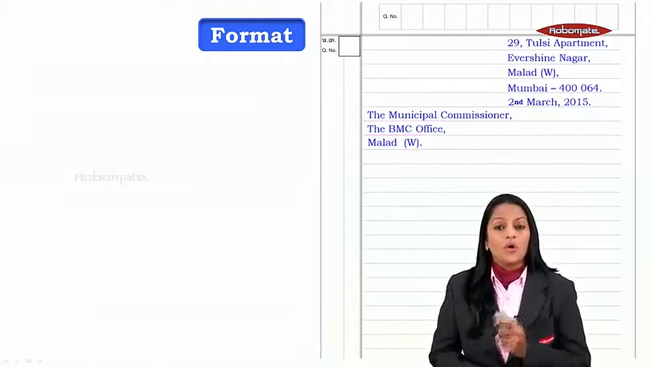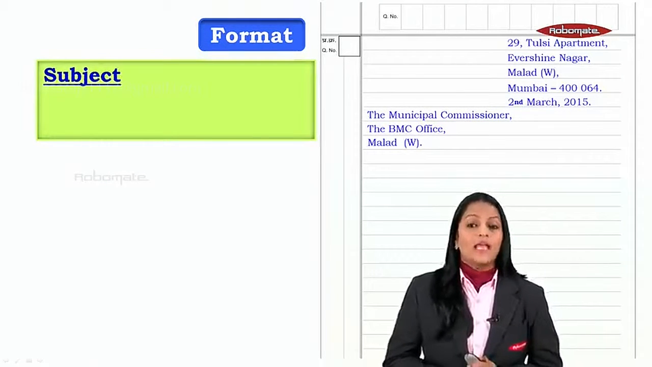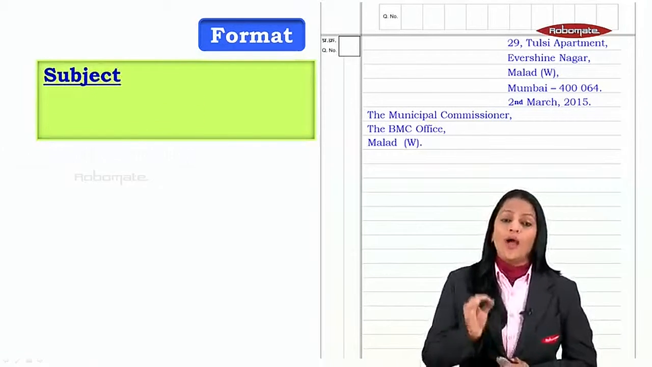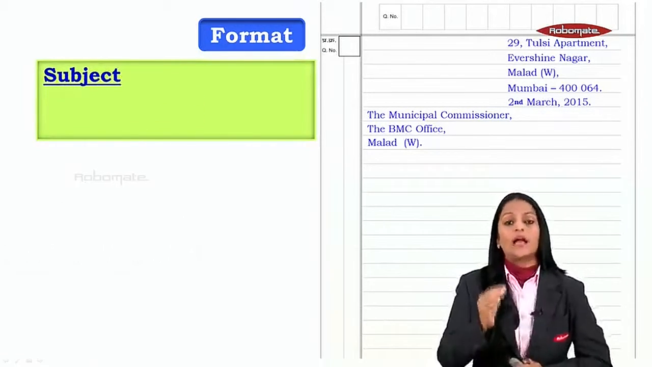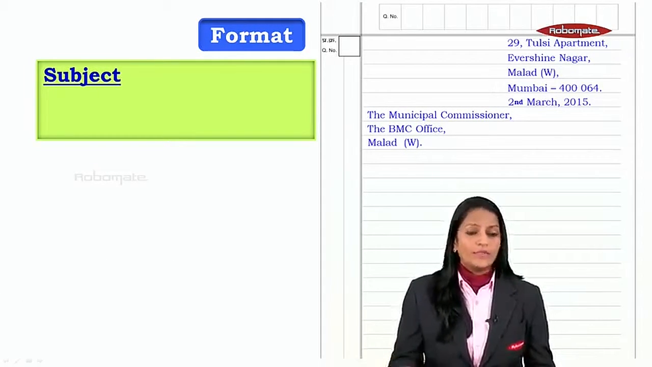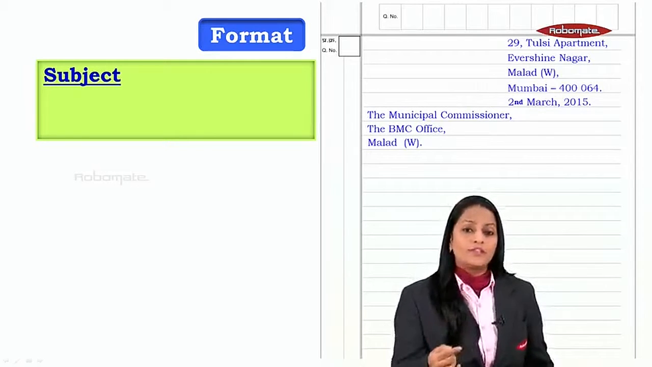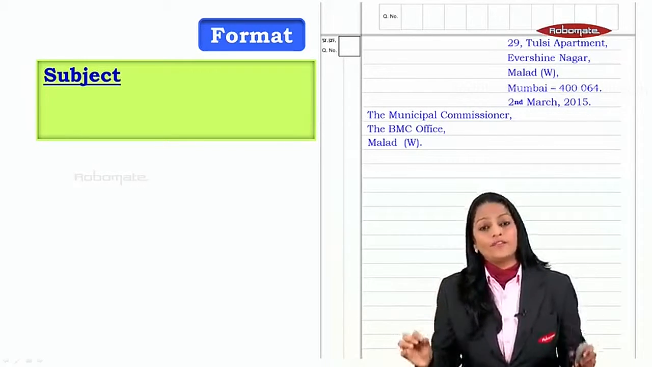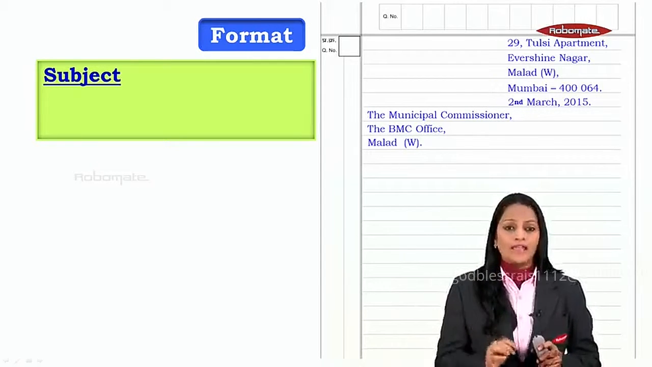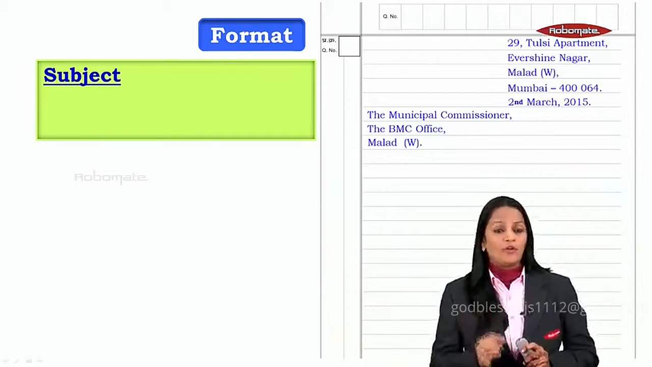Okay, students, so we move on to the next thing, that is the subject. Students, formal letter. You have to write the subject and it comes after the to address. You need not leave lines, but if you leave a single line after the to address, probably just for the sake of neatness, it is okay. But there is no such rule that you have to leave a line after the to address before the subject.